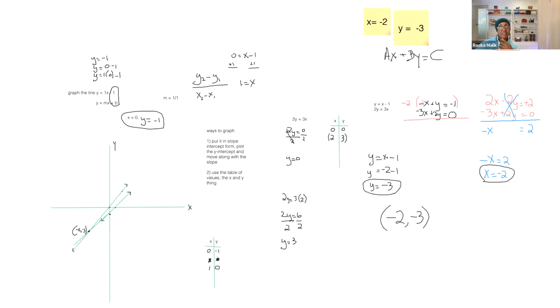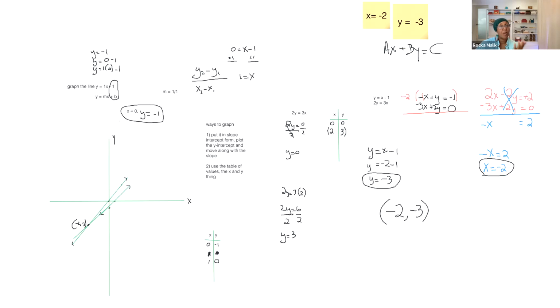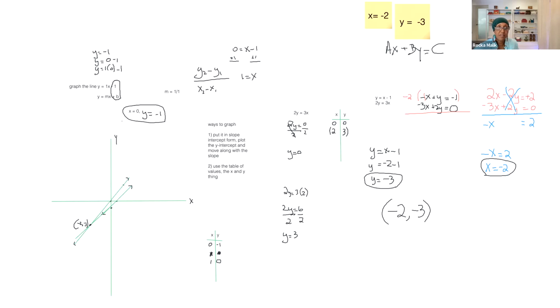Does that make any sense? Not why would we want to do that, but does it make sense mathematically?